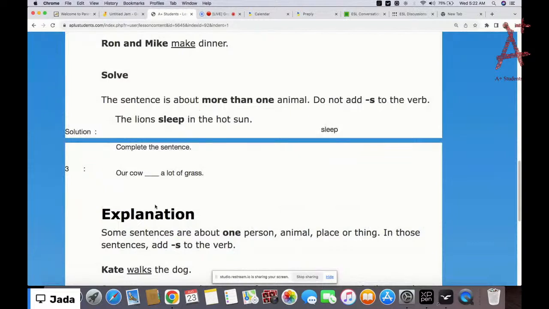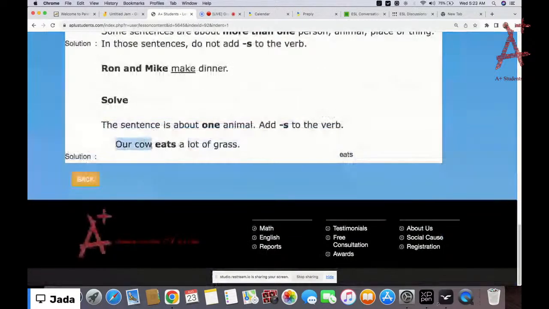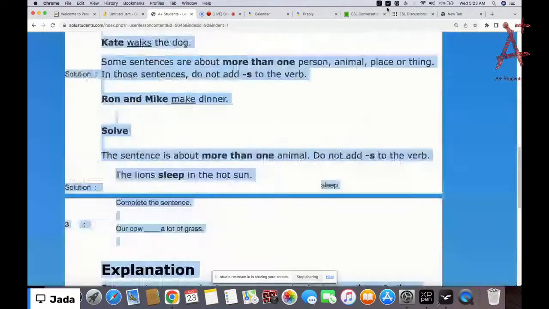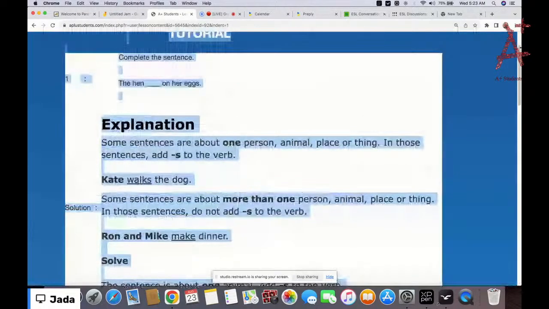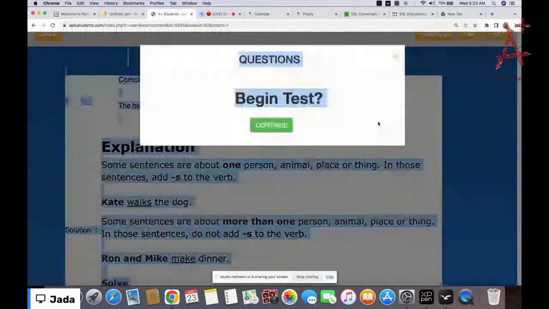Okay, so we'll just look at the last sentence here. So our cow. So you see that our cow here is just one cow. It doesn't say our cows. One cow. Our cow eats. So you know that the verb needs to have an s because it's only one cow. So our cow eats. So I hope that you all understand this one. Let's move on to the test now.